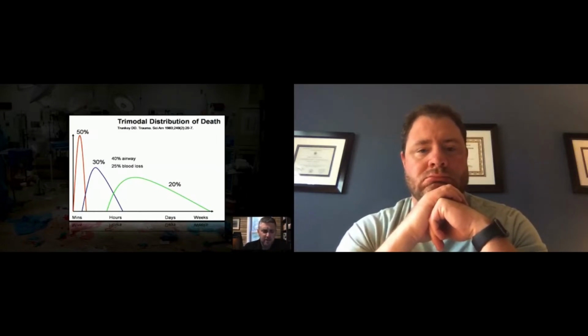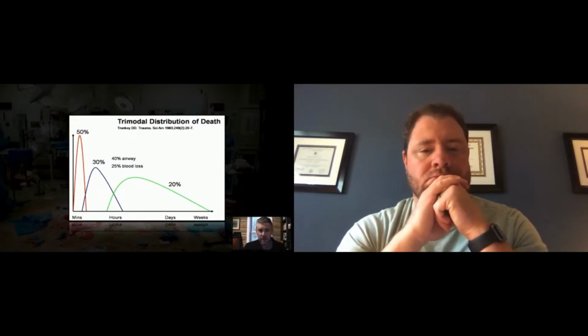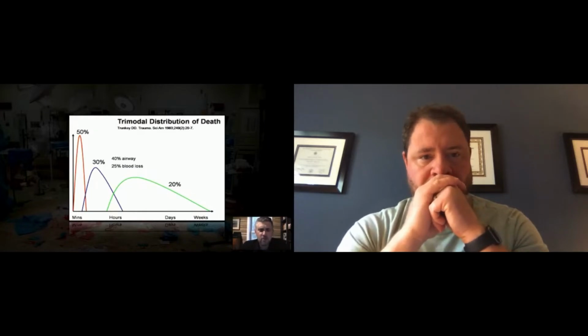Then there's the peak in the minutes to hours, that 30% peak right in the middle. These are the people who make it to our emergency departments and need acute intervention. We could name a couple of things, like tension pneumothorax, pericardial tamponade, or significant hemorrhage into the belly, that need intervention, and without it will certainly have an untoward outcome. But with some really timely intervention, they could potentially do well. And then there's that final peak, the last 20% or so, who die hours to days later.